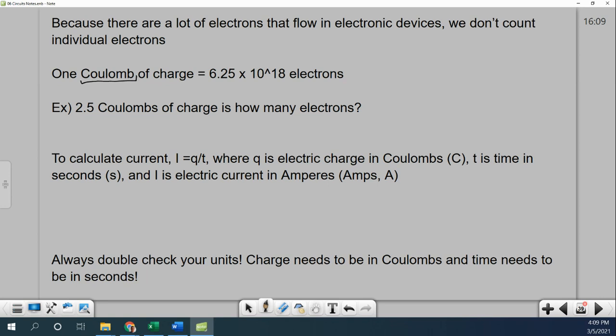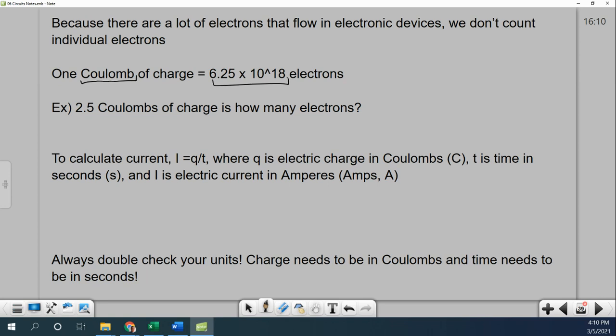Now, this word doesn't have to scare you. Think about if I tell you a pair, how much is that? It's 2, right? What if I said I've got a few of something? It's 3-ish. What if I said I got a dozen donuts? How many do I have? I've got 12. It's just a word that means a number, right? That's what a Coulomb is. A Coulomb of charge, it's just a number. Just so happens to be a very, very, very, very, very big number.